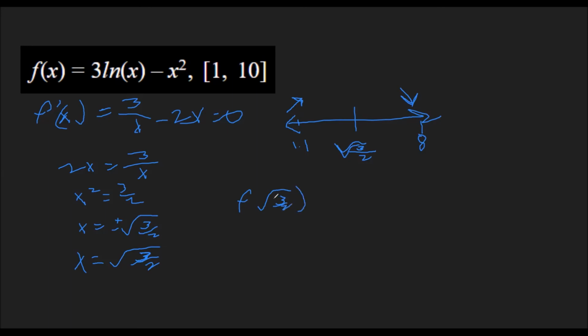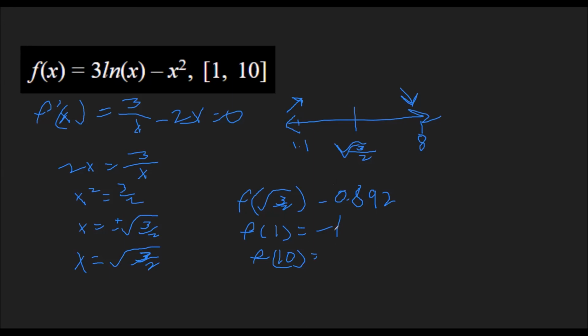And now we need to compare that to the endpoints in this case, which would be f of 1 and f of 10. So we can see that f of 1 here, if we plug this into the initial equation, is equal to negative 1. So that could possibly be an absolute extrema. Now let's try this one over here, f of root 3 over 2. Don't worry, you don't have to do this by hand. I'm sure you could, but it's actually equal to negative 0.892. So it's impossible for this to be the relative minimum because it's higher than this one.